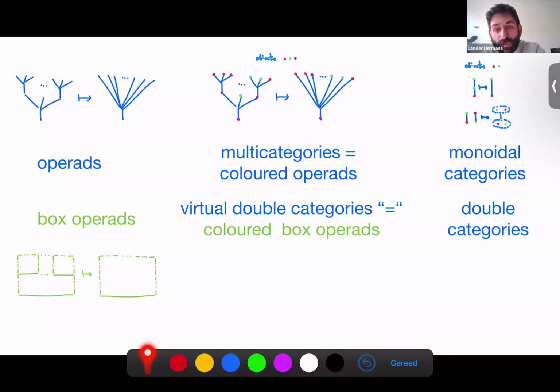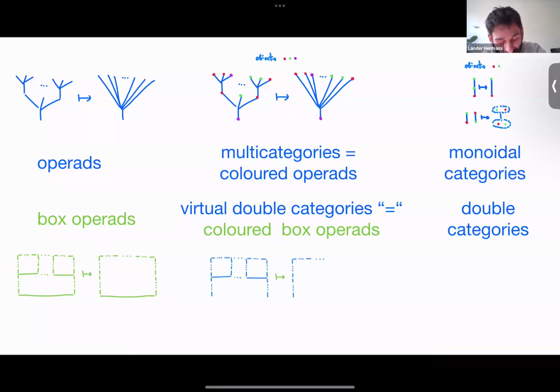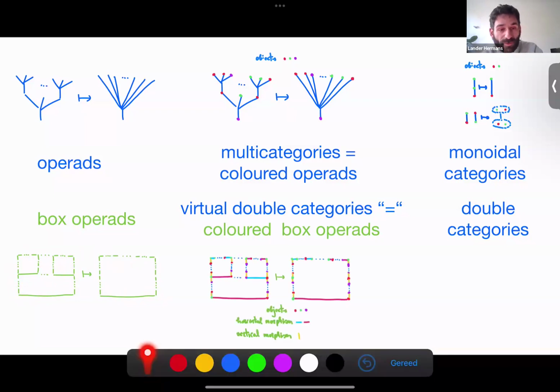And if you know virtual double categories, this is a colored version of that, where we color the objects, the horizontal morphisms, and the vertical morphisms, and then you have these two-cells in the middle that we can compose. For the real experts in virtual double categories, you might think, normally we also compose the side arrows. I will sweep this under the carpet for now, because we take the free category on the vertical arrows, but I will not get into that detail.